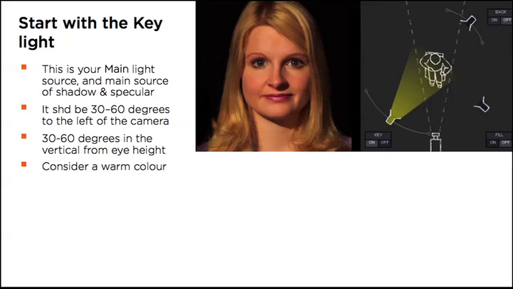This is your main light source, and it's sometimes called the main light, but it's going to be your biggest light, and it's going to be your main source of shadow and specular lighting. Typically, it's situated about 30 to 60 degrees to the left of the camera, and it's usually slightly above the camera, about 30 to 60 degrees above the camera, slightly looking down. And you might want to consider a warm color for your key light.